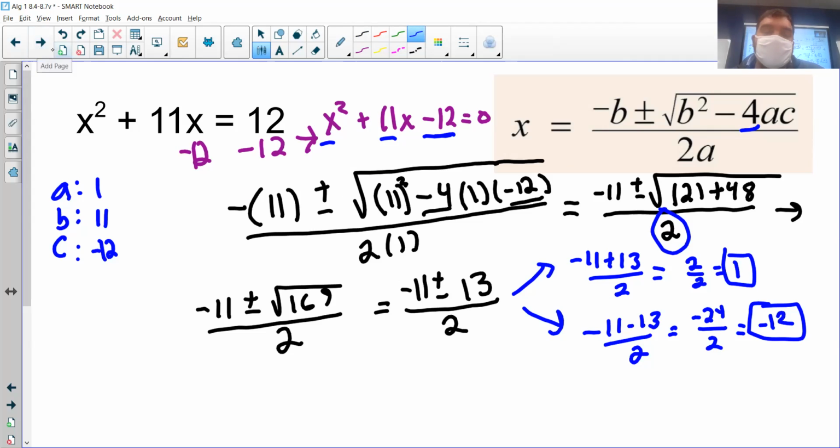Yeah, and then negative 24 over 2 equals negative 12. So that's all my hands. Let's go. The 11 is negative, so that stays negative. It's just a 13. I messed up my lettering. All right, ready?